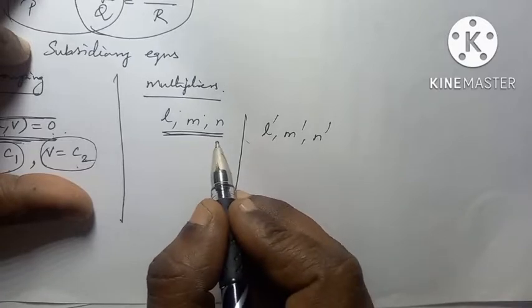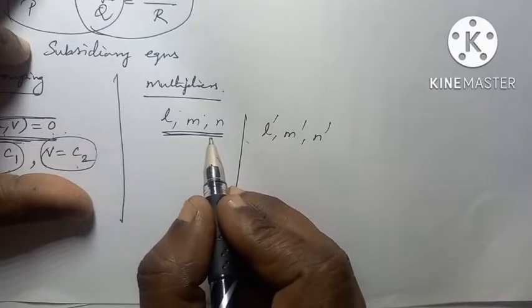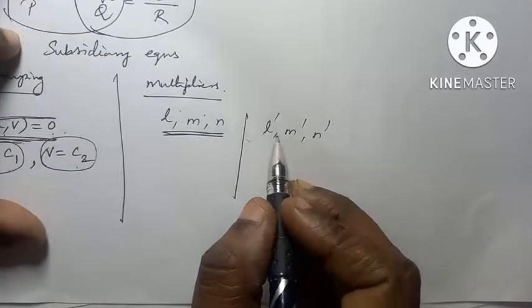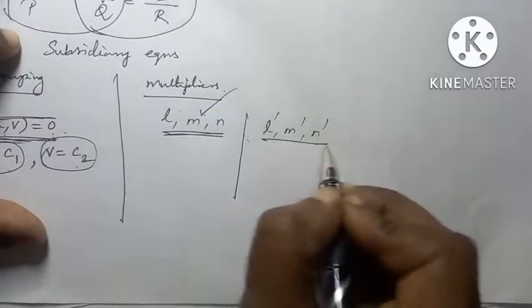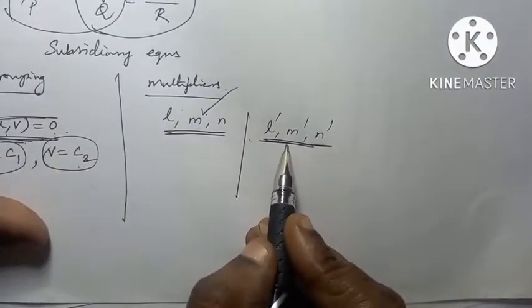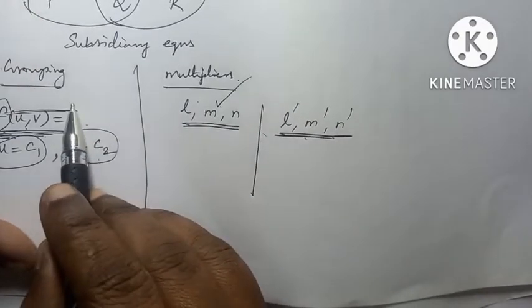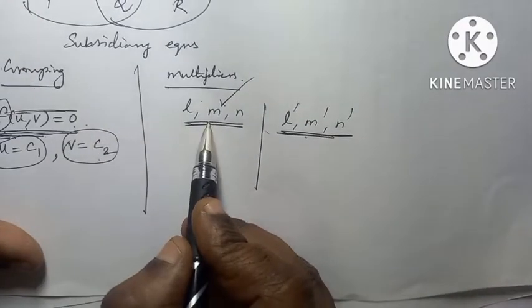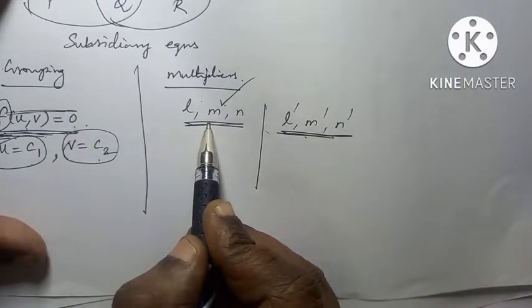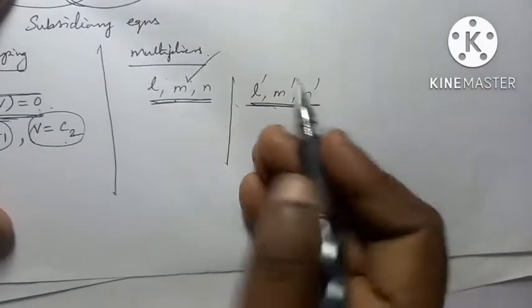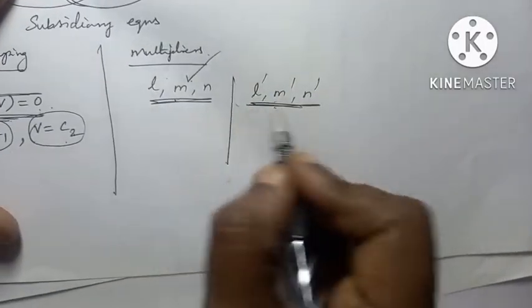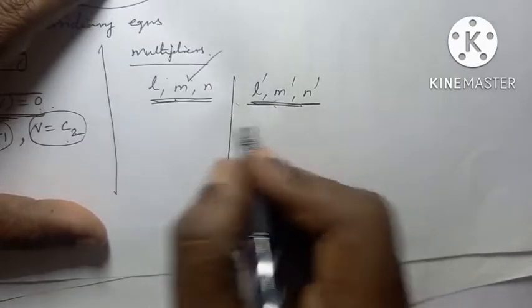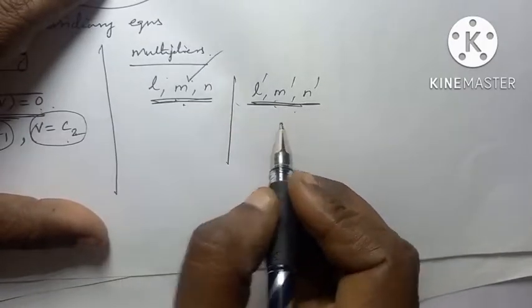You have to get the solution by using only multipliers. If possible, for the first solution use multipliers, and for the second solution the grouping method can be used. One solution can be obtained from the grouping method, and the other from the multipliers method. If that is not possible, you can get both solutions using multipliers. Okay, L, M, N, L dash, M dash, N dash.